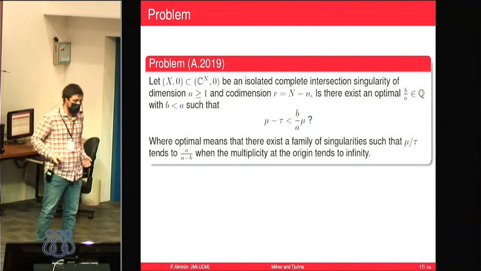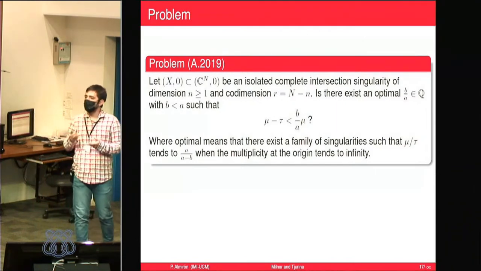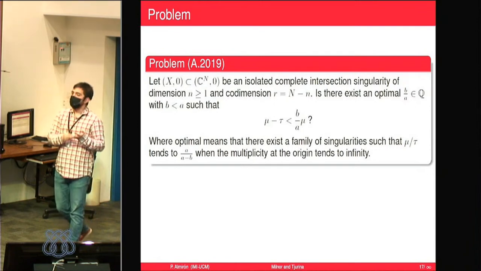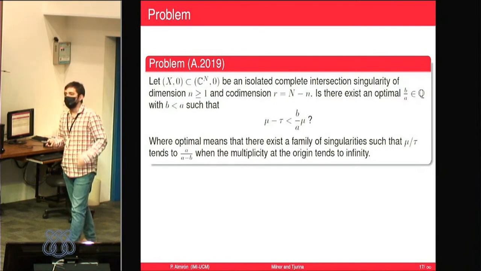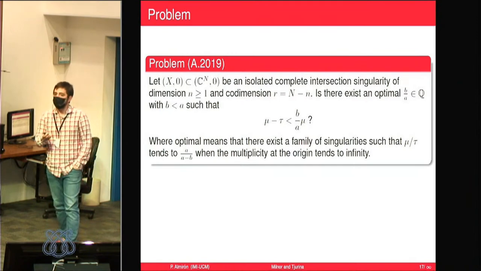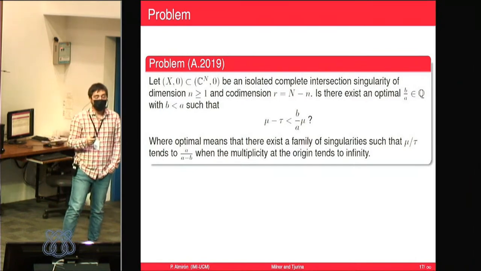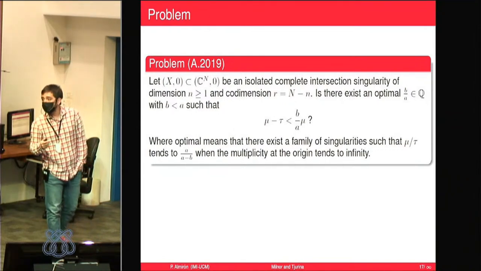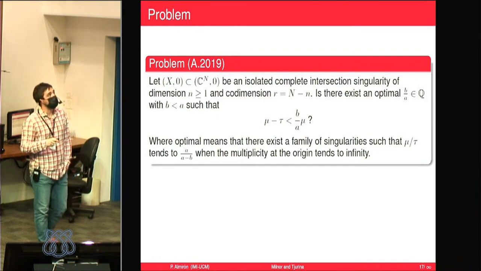Because I have told you that we started with plane curve singularities, we have moved to isolated surface singularities, but we can define Milnor and Tjurina numbers for any isolated complete intersection singularity. During the 80s, as I told you, the main problem was to check what is happening with μ and τ. Is this difference bigger or equal than zero? This difference is bigger or equal than zero.